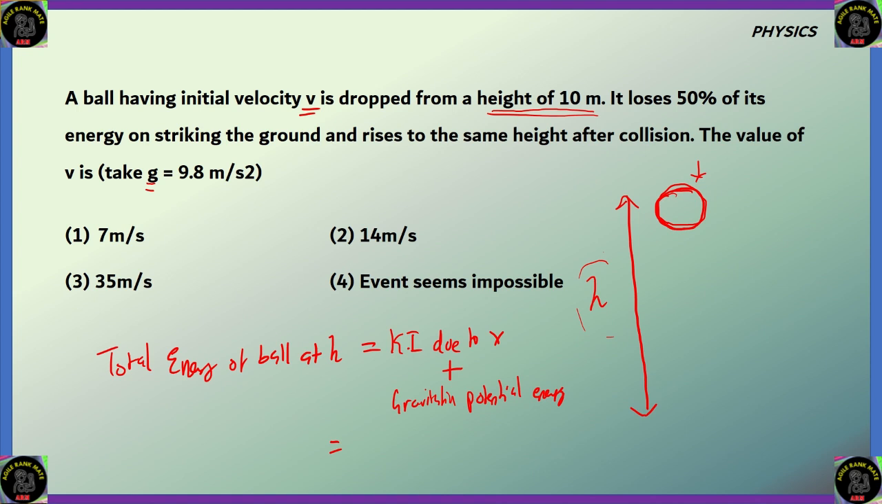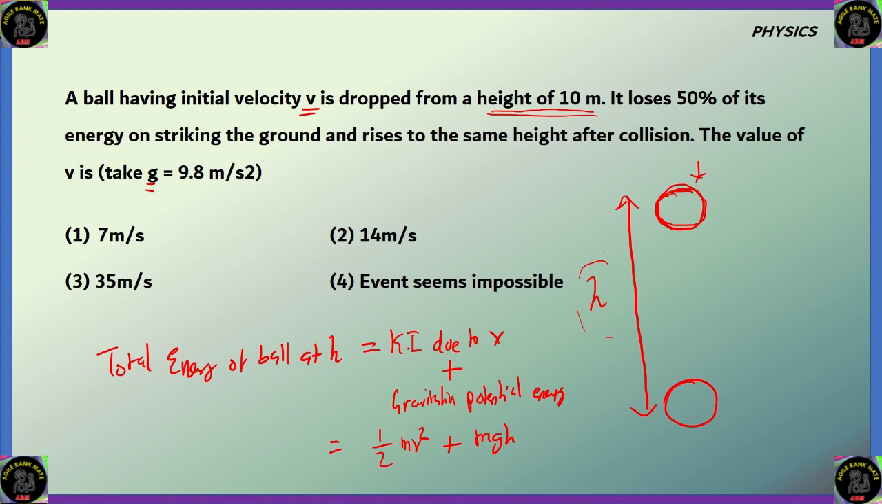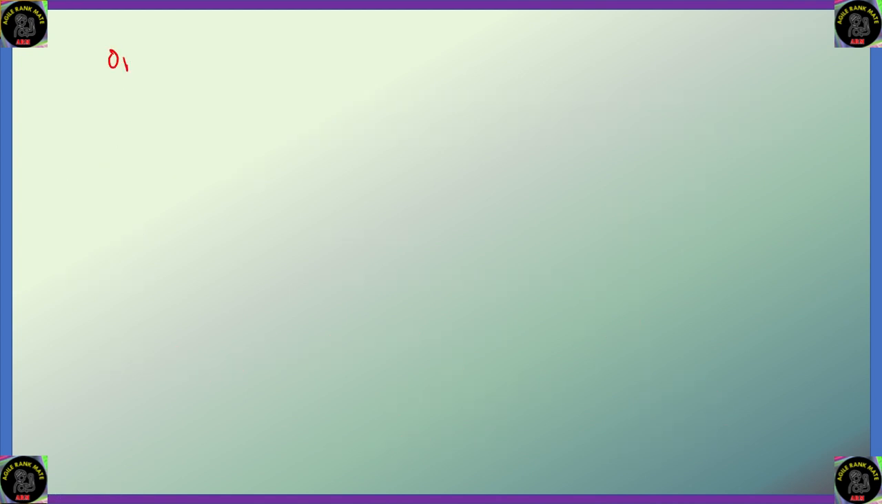So the kinetic energy due to v, we know the formula of kinetic energy is half mv squared, plus the gravitational potential energy, which would be equal to mgh. So this is the total energy of the ball at h. Now let's move on to the next scenario where the ball is on the ground or touches the ground. During this collision, 50% of the energy is lost. So on striking the ground, 50% of total energy is lost.